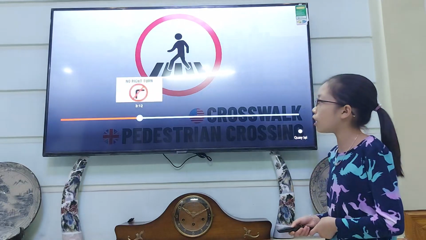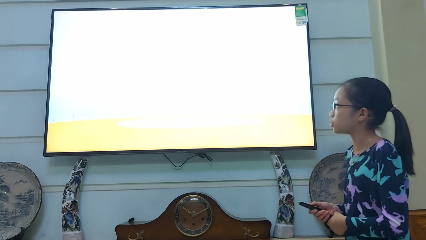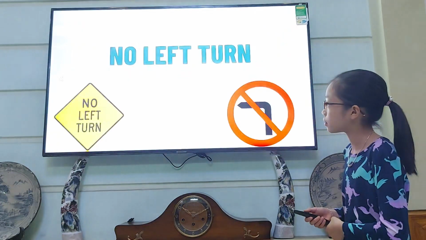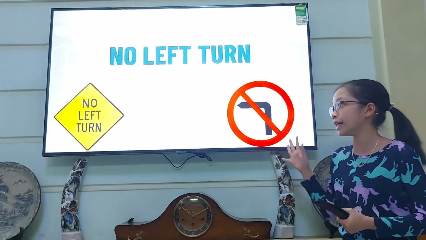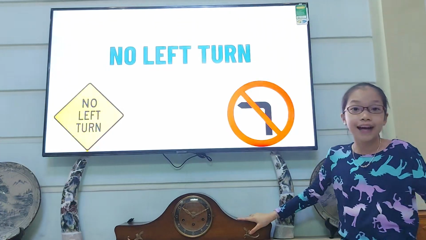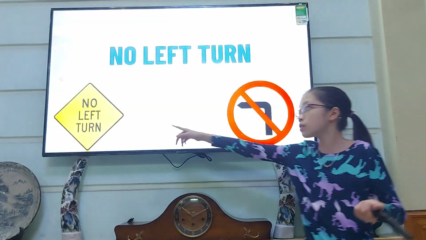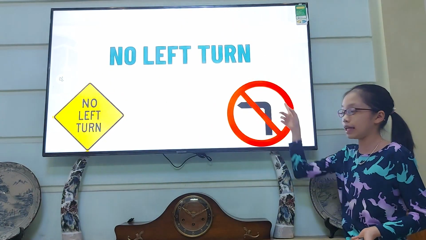Next, we move on to this one. Wait a minute. First, we have no left turn. So you see either of this. Ooh, now I know. A road sign can either be a diamond too. So this road sign is a diamond, the shape of a diamond, or it can be a circle.